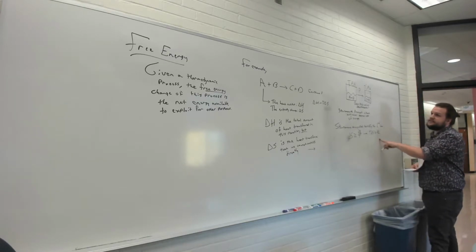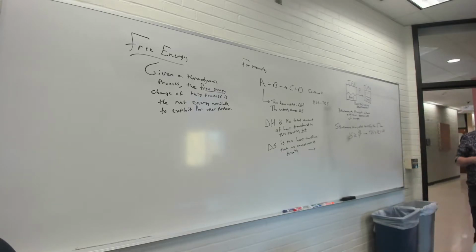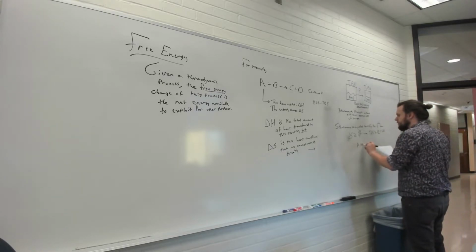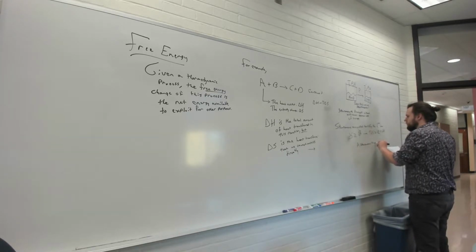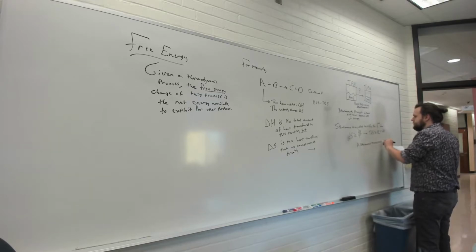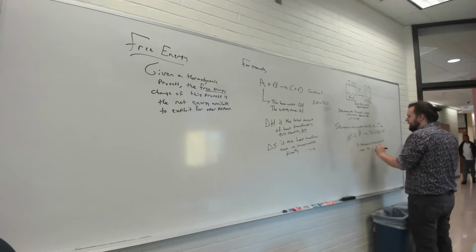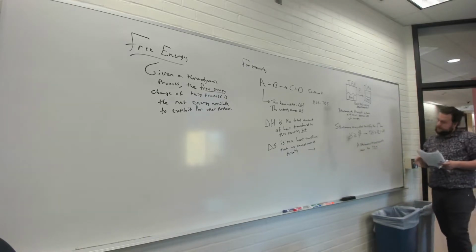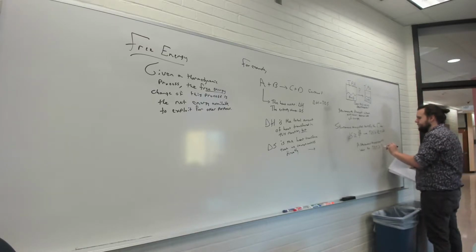And of course, at constant pressure, this is equal to dH, the change in enthalpy. So the idea is that a spontaneous process occurs when the entropy change, the amount of energy generated by entropy, is greater than the change in enthalpy.